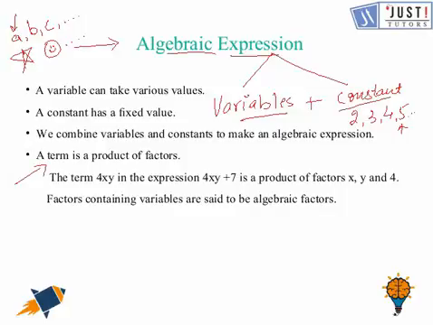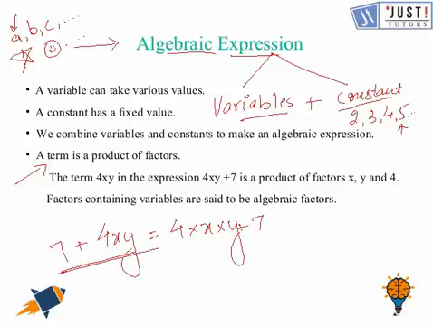Now we learn about a term. A term is a product of factors. Say 4xy is a term, and 4xy is 4 times x cross y. And if we add 7 here, we get the value 4xy plus 7. The factors containing variables are said to be algebraic factors. So all those factors that contain variables, like here, are algebraic factors.